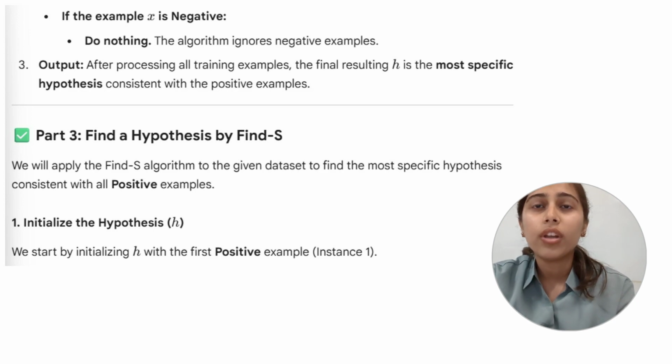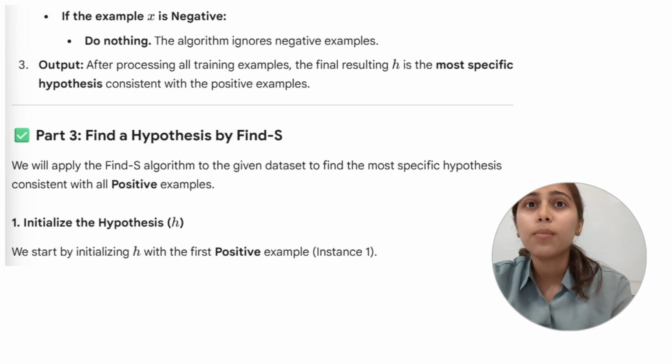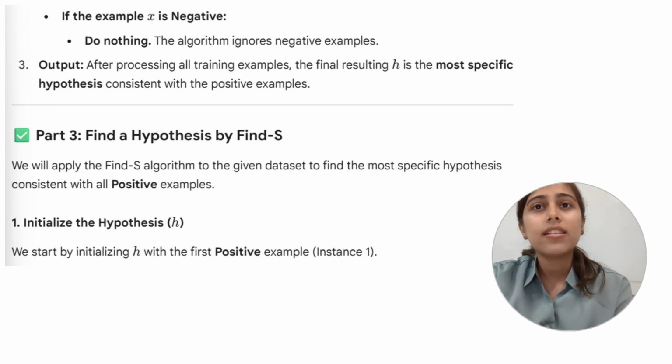Third step, output. After processing all training examples, the final resulting H is the most specific hypothesis consistent with the positive examples, found by Find-S.